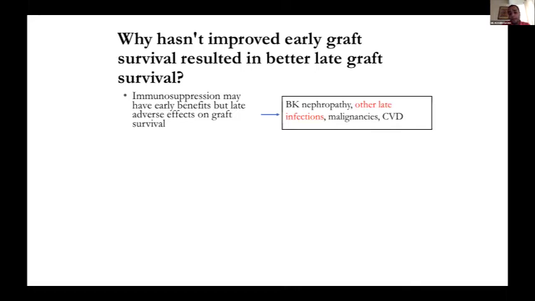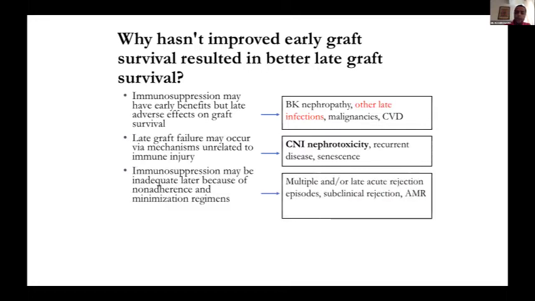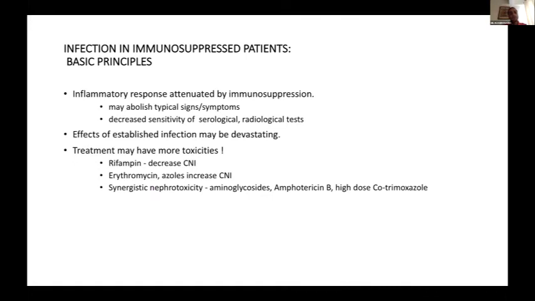Malignancy and cardiovascular disease are other reasons why we haven't gotten better late graft survival. Late graft loss may also occur via mechanisms that are unrelated to immune injury, like drugs and recurrence of the disease. Another reason is that when patients become complacent, they may become non-compliant or non-adherent to the medications, and this will subsequently lead to late acute rejection. But for this talk, we're going to be talking about infections, mainly fungal infections, as a cause of loss of the graft as well as mortality.